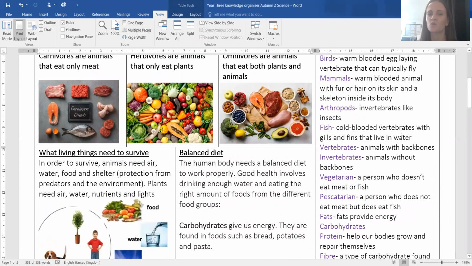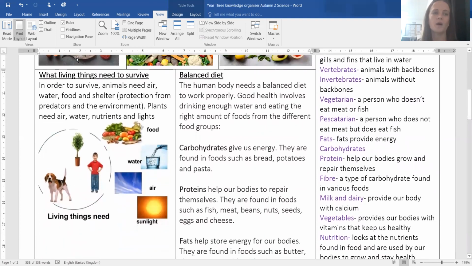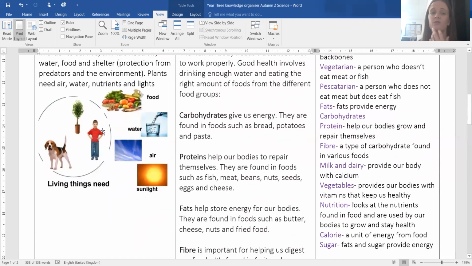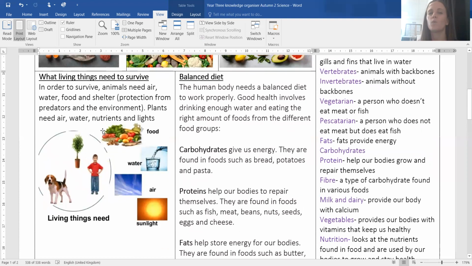So going back to what we've been looking at, we spoke briefly at the beginning of this, looking at what living things need to survive. So in order to survive, animals need air, water, food, and shelter. So protection, and that shelter will protect them from predators and from the environment, so types of weather and things. And plants need air, water, nutrients, and light, because obviously plants make their own food, whereas animals need to get food from somewhere.